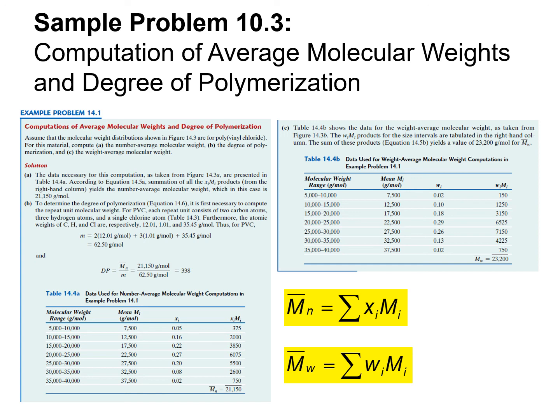For question C, using table 14.4b, we need to calculate the weight average molecular weight. Before we can do that, we need to calculate wi, or the weight fraction, and before that the mean from this molecular weight range from 5,000 to 40,000. So the sum of this equals 23,200, which is the weight average molecular weight of this PVC.